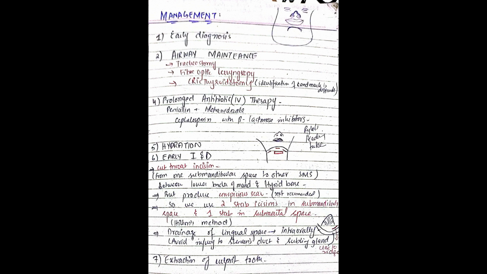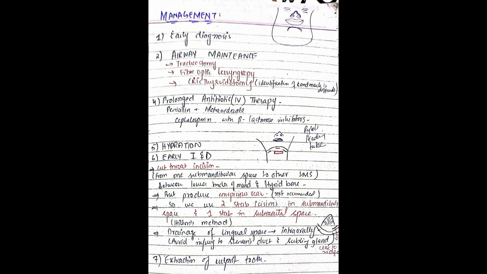The second method is that we can use stab incisions. Two stab incisions we can use in the submandibular space, and one stab incision in the submental space. It is also known as Hilton's method. After that, we will go on with the drainage.